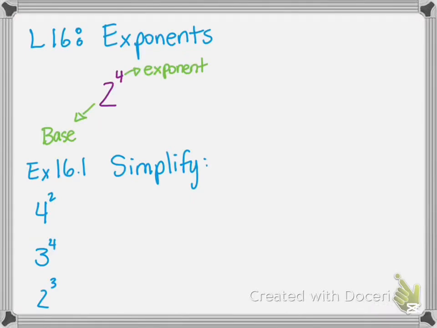Whenever we have this notation of 2 to a power of 4, that 4 is called the exponent, and the 2 is called the base. And what that is telling us is how many times the 2 is multiplying itself. So 2 to the 4th power means 2 times 2 times 2 times 2, the 2 four times. Now what I do is I multiply. 2 times 2 is 4, times 2 is 8, and times 2 is 16.